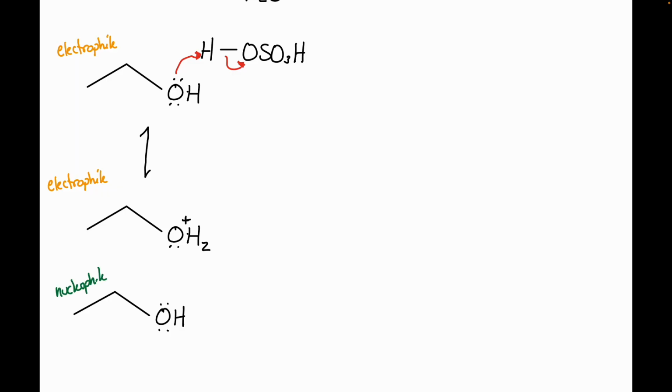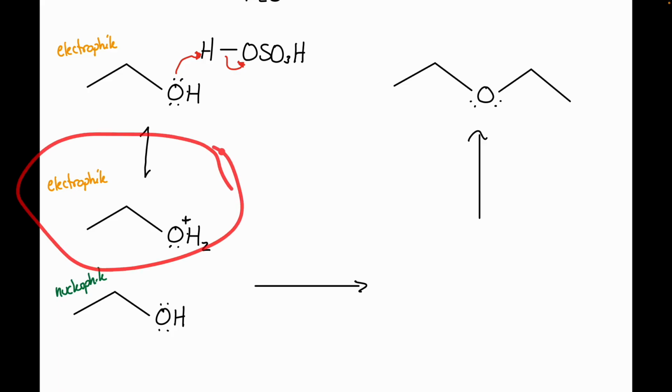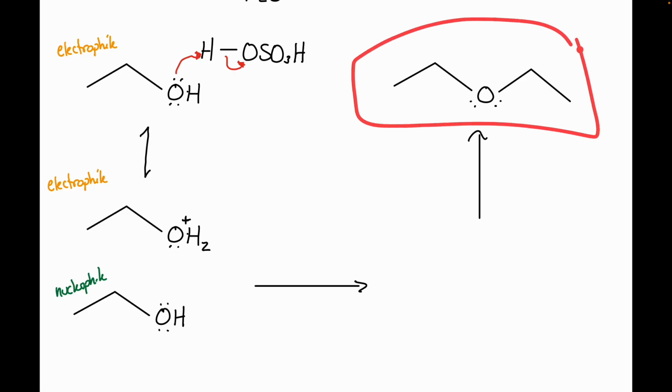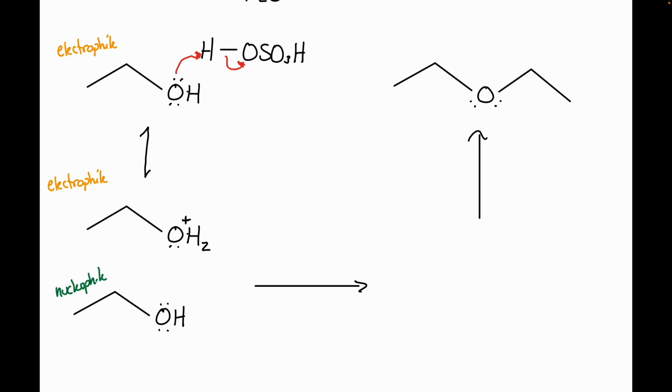All right, I will tell you that there are two more steps in this mechanism in order to get to our symmetric ether product. And I want you to take a second and see if you can reason through what those would be. All right, given these clues that I'm telling you about one playing the role of the electrophile and the other playing the role of the nucleophile, what are my last two steps going to be in order to get to that symmetric ether product?